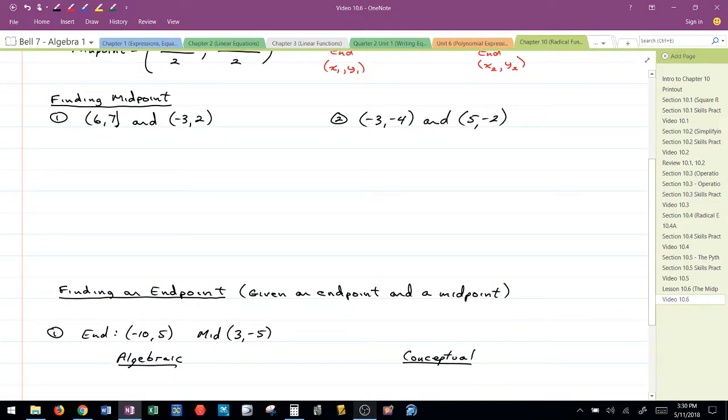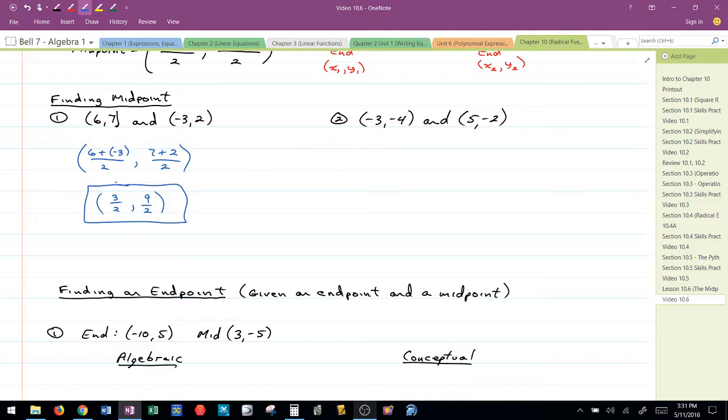To find the midpoint, we are going to add our x's, 6 plus negative 3, and divide by 2. Add our y's, 7 plus 2, and divide by 2. You got to remember to do the x from each coordinate and the y from each coordinate. Now it's simple arithmetic. The midpoint is going to be 6 plus negative 3, or 3 over 2, and 7 plus 2, or 9 over 2. And I would leave them in that fraction form, but you could have written them as 1.5 and 4.5.